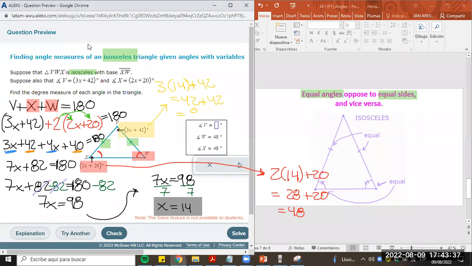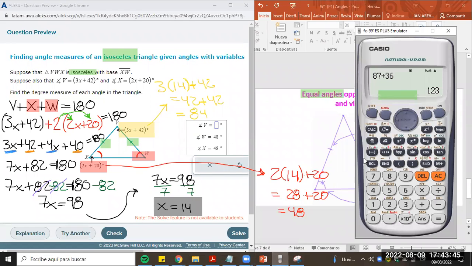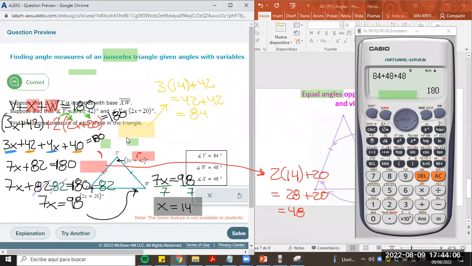And if you want to check your answers before submitting, you should do this. Well, I have my calculator in here. You should add them all. I mean, this is 84, and 84 plus 48 plus 48 should be 180, right? And it is. So I'm pretty sure that this is going to be okay, despite all of the mess I did.